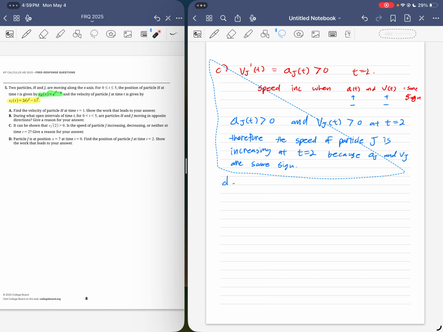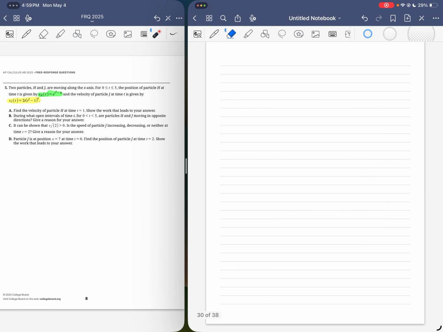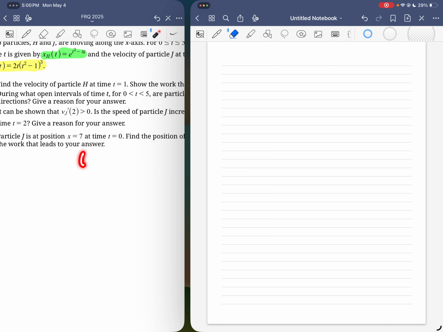I'm not sure if I have enough space for the next one, so let me just use another page right here. The particle j is at the position x equals 7 and t equals 0. We want to find the position at time t. Do you see this one? It says x equals 7 at time equals 0. So this x is kind of considered as a y value, so it's going to be (0, 7).